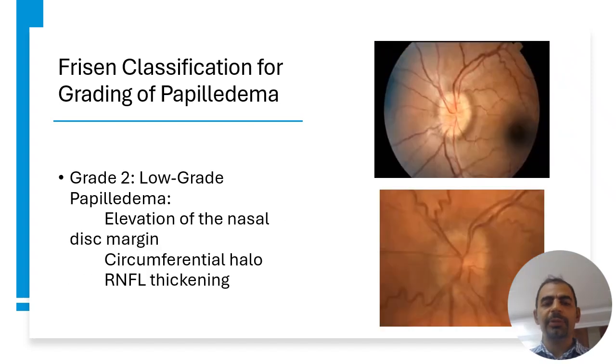In grade 2 papilledema, or what's known as low-grade papilledema, there is elevation of the nasal edge of the optic disc, this part, and there is a circumferential halo around the optic disc, and there is retinal nerve fiber thickening. So there is elevation when we look using the indirect ophthalmoscope or the slit lamp. We find that there is elevation of the nerve fiber layer at the optic disc.